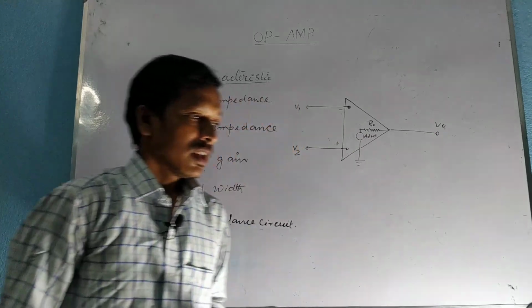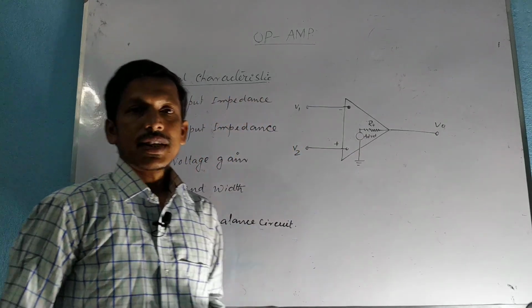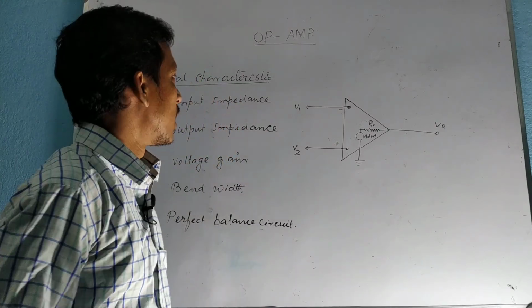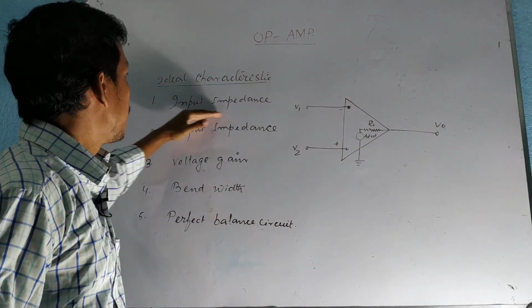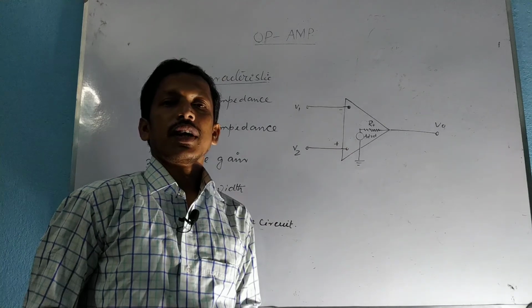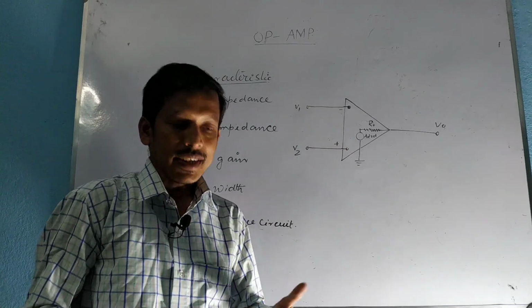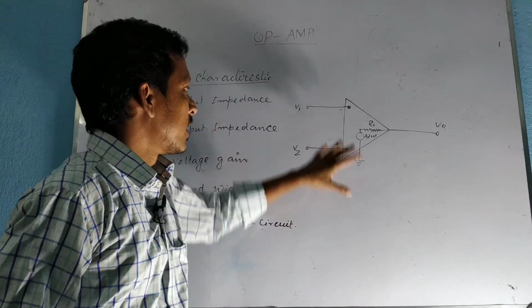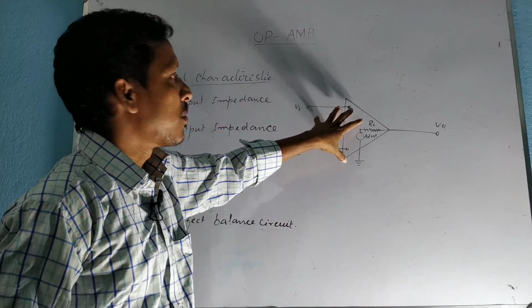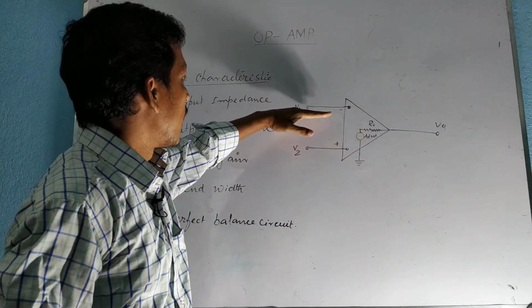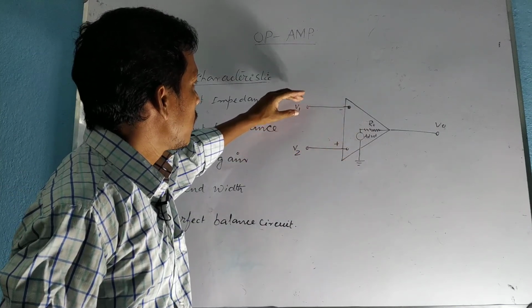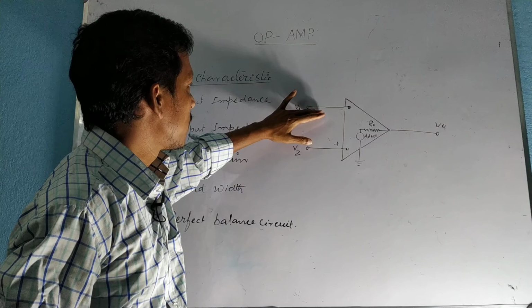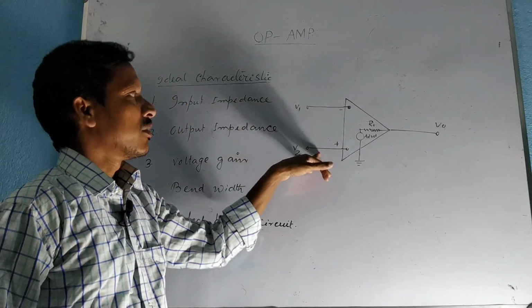The ideal characteristic of the operational amplifier is that the input impedance is infinite in the ideal case, but practically it is very high. This is the circuit symbol of the operational amplifier. There are two inputs. This is the inverting input and another one is the non-inverting input.